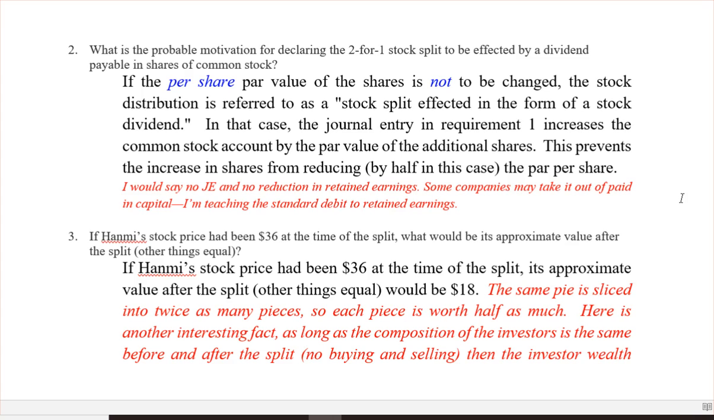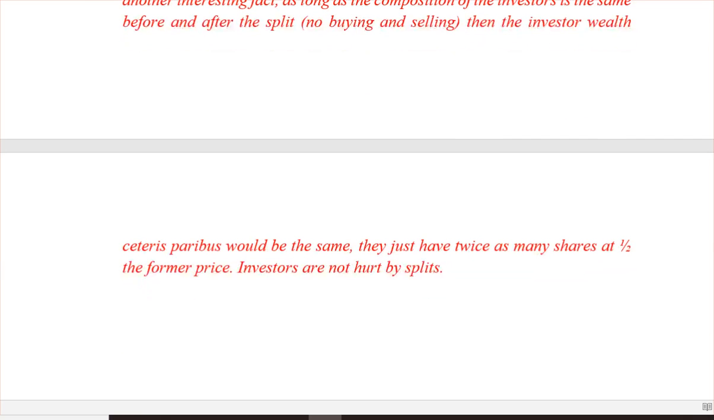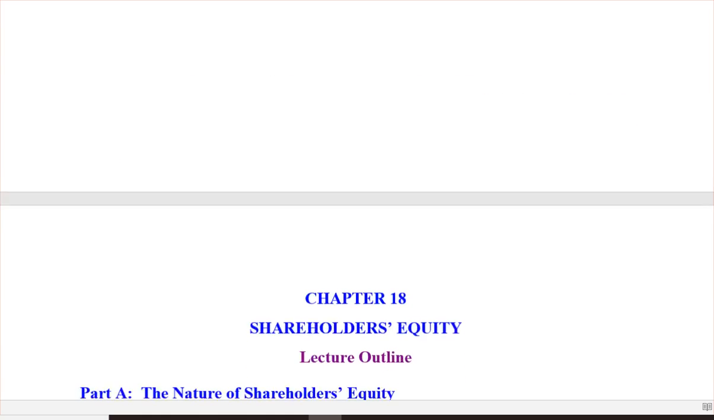Another interesting fact is that if you're an investor and you had, say, $1 million worth of Hammy's stock before the split, you would still have $1 million worth of their shares after that split, all things being equal. It's the same pie, just in different pieces. Twice as many shares at half price, so the investors are not being hurt by these splits.